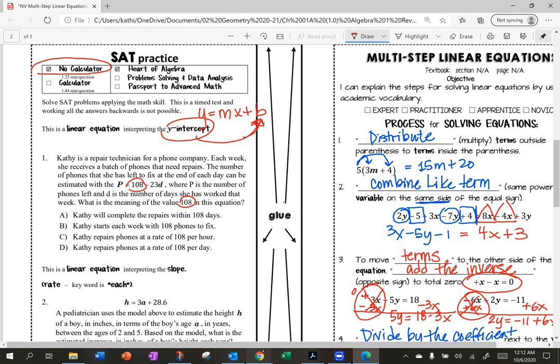Okay, so the rate is 23. So I know these with rate are the slope questions. And 108 is what she's starting with. And then she's subtracting. So this is the y-intercept: she has 108 phones to fix at the beginning of the week.